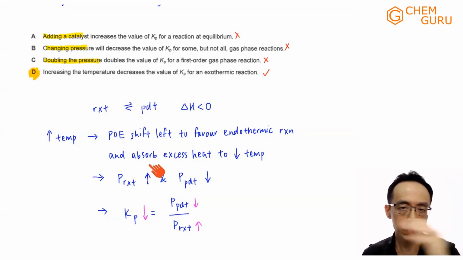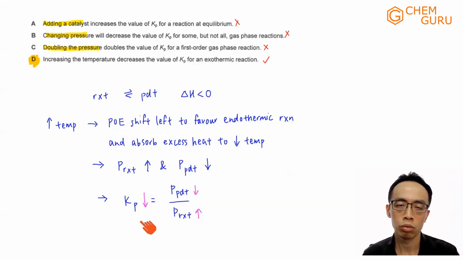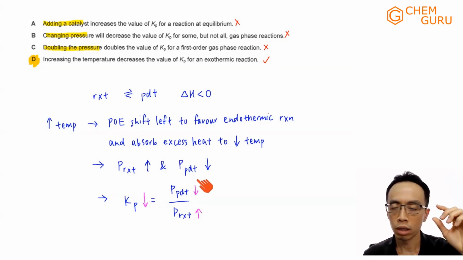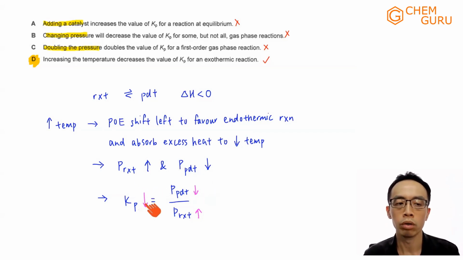If POE shifts left, I'm going to form more reactant, so the partial pressure for the reactant goes up. I'll form less product, so the partial pressure for the product comes down. And if I sub this into my Kp expression, which is just a ratio of partial pressure of product divided by partial pressure of reactant, I'll have a smaller numerator, bigger denominator. My Kp will decrease. So answer to this question will be D.